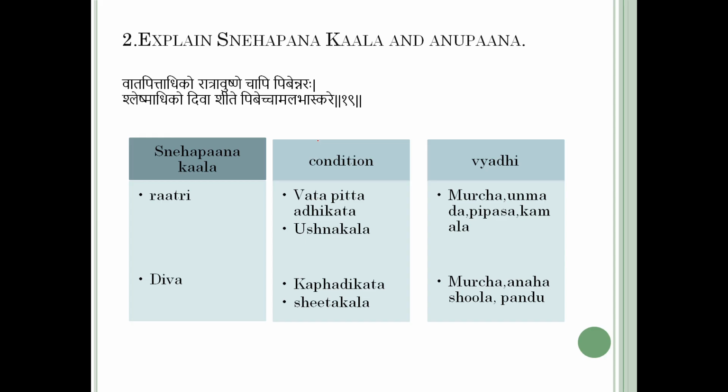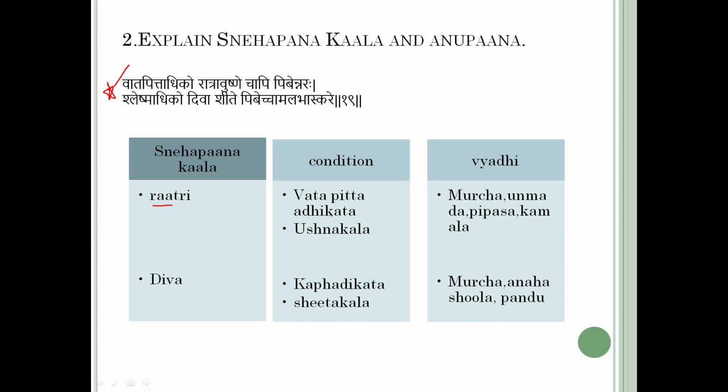Now we are moving to the next point, that is explain Snehapana Kala and Anupana. First is Snehapana Kala. This shloka also you have to learn. Any person who can do the shlokas well should learn this shloka also. In which kala you give which sneha: Vata Pittadiko Ratra Ushnau Chapi Pibennaraha, Shleshmadhike Divashite Pibet Chamala Bhaskare. At night you give sneha in the condition where Vata Pitta Adhikata is there, and if there is Ushna Kala.